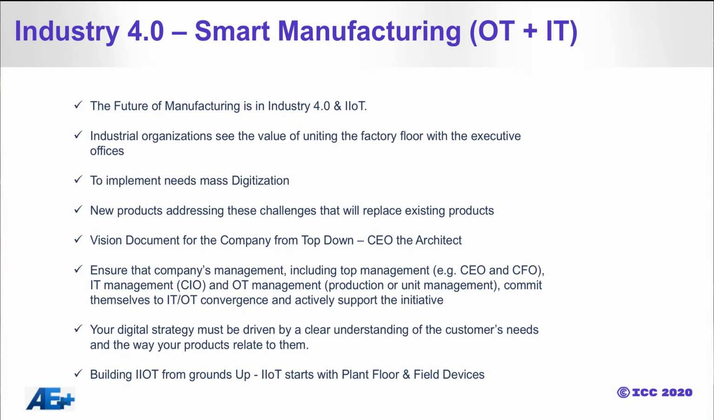Industrial organizations see the value of uniting the factory floor with the executive office, and obviously Industry 4.0 is one of the ways in which it can get done. What is very important here is the vision coming from the top management. Industry 4.0 cannot be implemented well unless there is a vision from the top, because Industry 4.0 by its very nature is a very vast subject and could lead you to wrong decision making if you are not very clear on your vision.